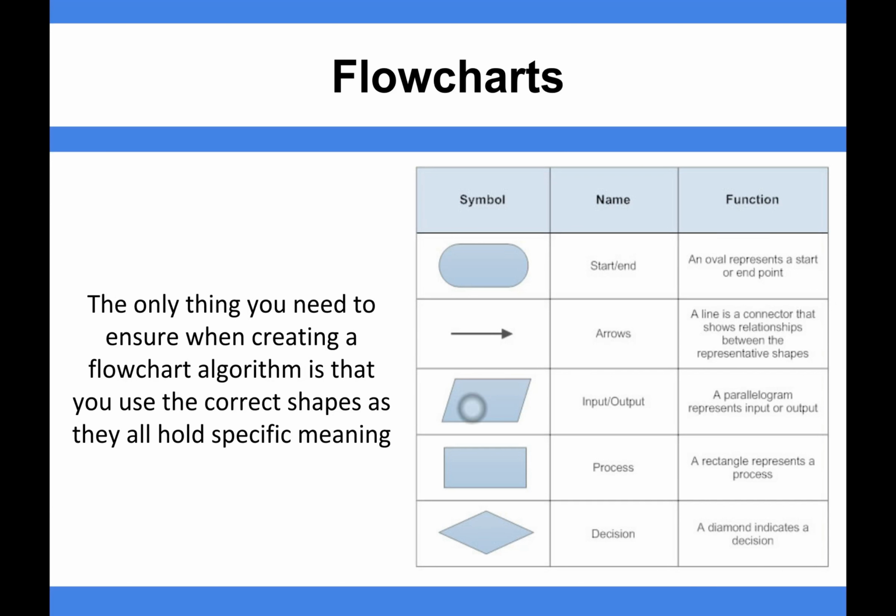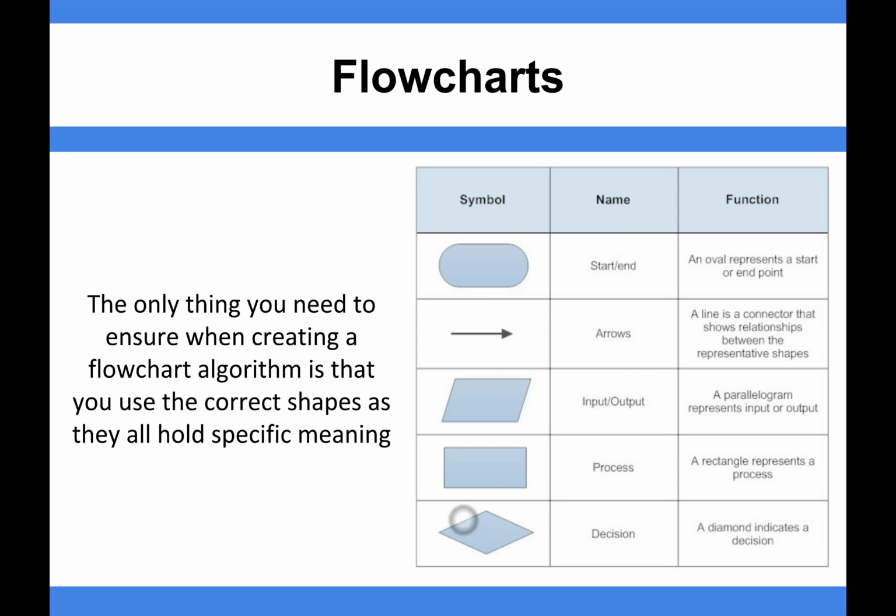If there are inputs or outputs, they should be in these parallelograms. Inputs or outputs can be the user entering their name, the user entering details, or something being printed out like you would do on a computer. A process is something that's going on in the background. So a process is, I don't know, there could be two inputs, number one and number two. The process could be to add the two inputs together.